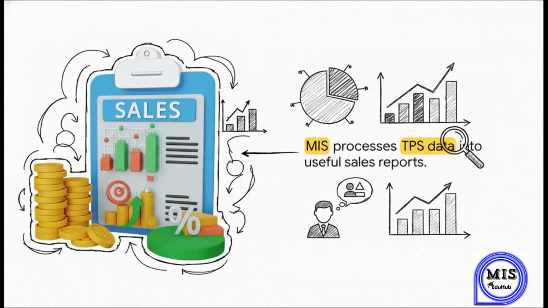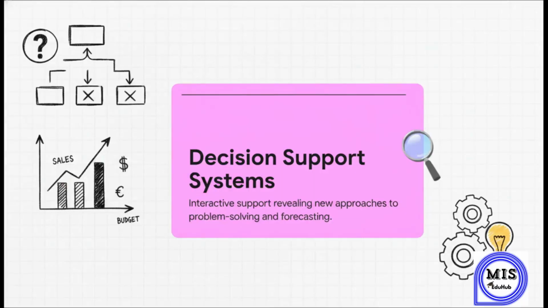Building right on top of that, we have the Management Information System, or MIS. So as soon as those retail sales are logged, the MIS takes all that raw transactional data and turns it into real-time, highly useful reports. This way, managers can actually evaluate store performance and track inventory without literally drowning in thousands of individual paper receipts. It's a real lifesaver.